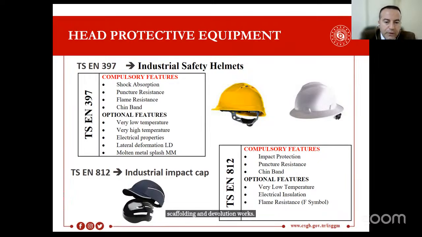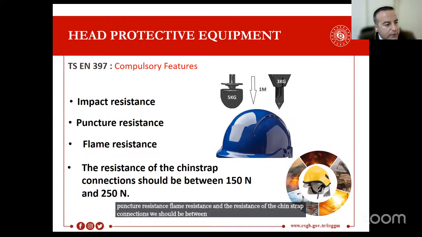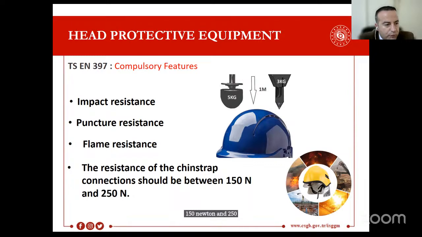If there is a chemical exposure, there should be no ventilation holes, in environments where fresh air can enter from the lower edge of the helmet and exit from the upper holes. And there should be a sweat band, but it is not mandatory. These are optional, another optional specialties. Compulsory features here are the tests of impact resistance, puncture resistance, flame resistance, and the resistance of the chin strap connections, which should be between 150 Newton and 250 Newton for the chin strap.